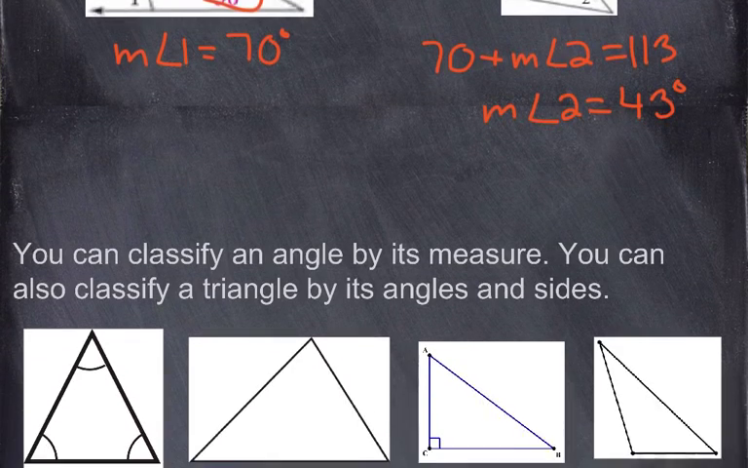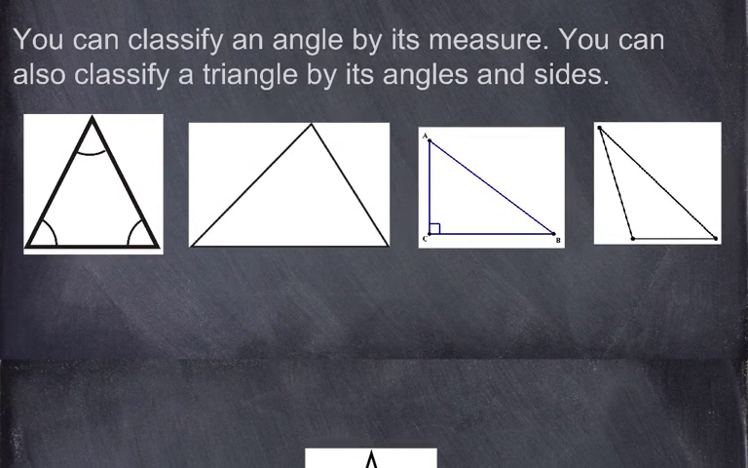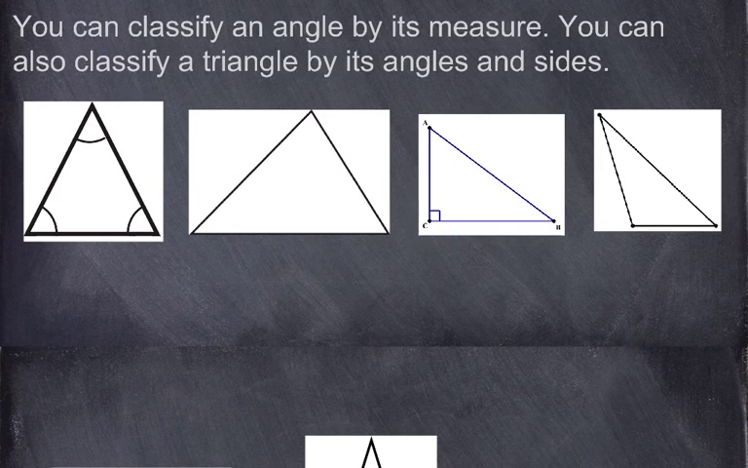Alright, we're almost done. It's a very short video. Here it says you can classify an angle by its measure. Also, though, you can classify a triangle by its angles and its sides. So let's start with angles. If all three angles, and again, these markings on diagrams mean they are congruent, so in this case, all three angles are congruent.